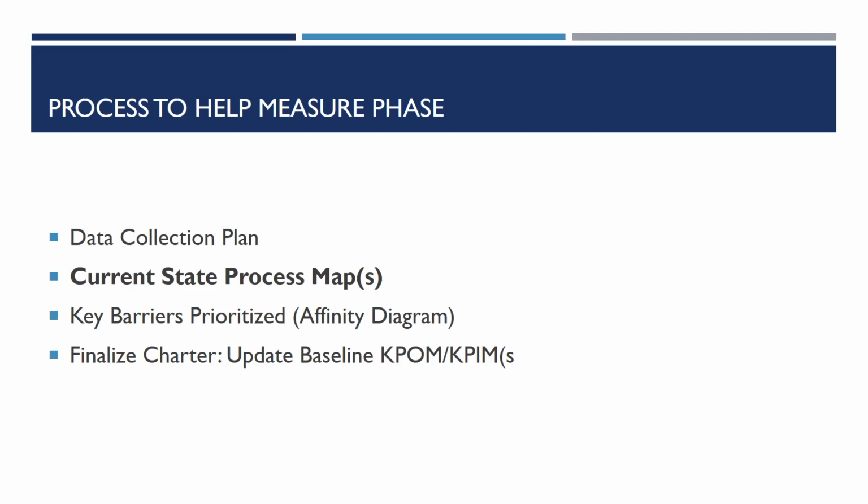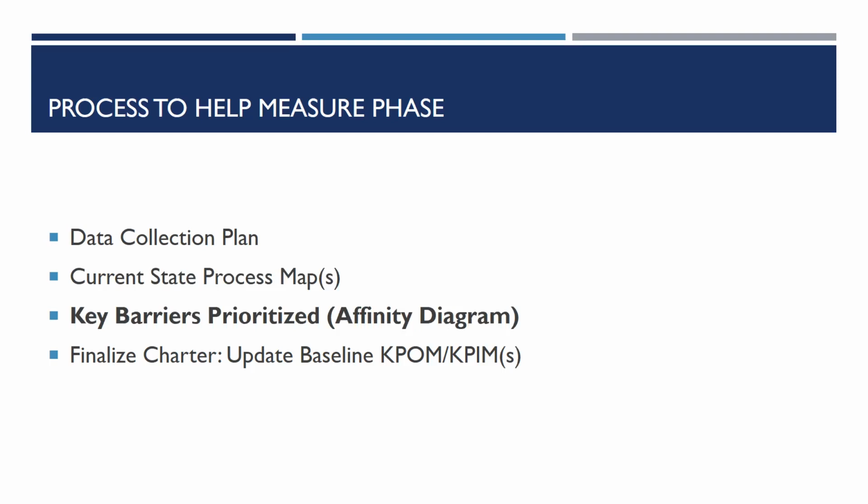Next, the team created a current state process map, which outlines all details of the current process from start to finish. Next, the team used a visual tool to organize and categorize data, ideas, and information called an affinity diagram. This helps identify patterns, relationships, and themes within the data to help facilitate a deeper understanding of complex issues and enable effective decision-making. The team collected the data and then grouped it by like ideas.